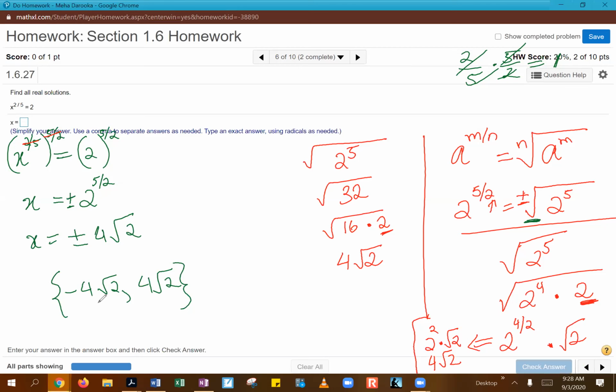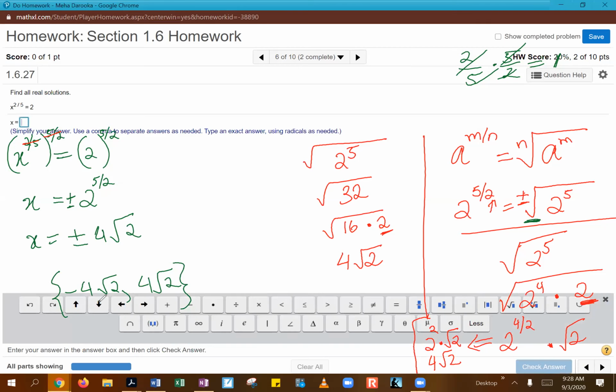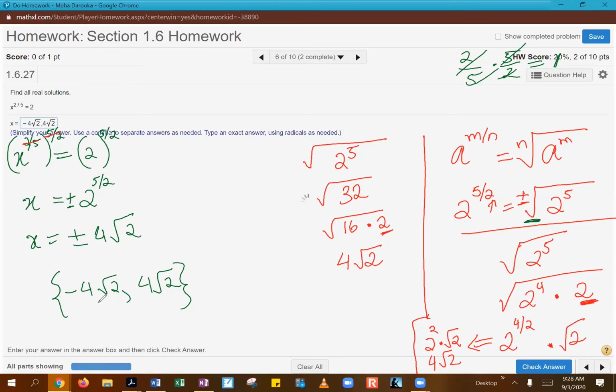Now, if your denominator was like a 3, 5/3, you would have had only one answer in this case. So this one does not let us do positive and negative. So you will have to type these in as two separate answers. So we'll have -4 square root of 2. And then I'm using my right arrow to actually come outside of the radical. And then we'll do 4 times square root of 2. So let's check this, and there you go.